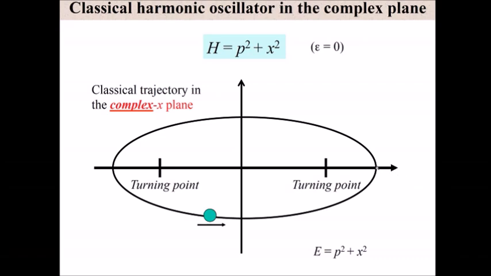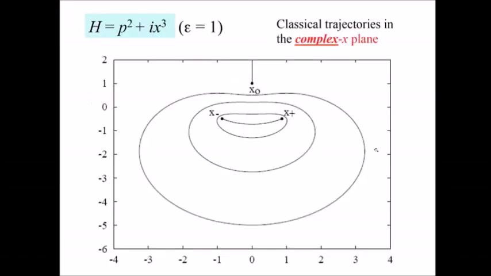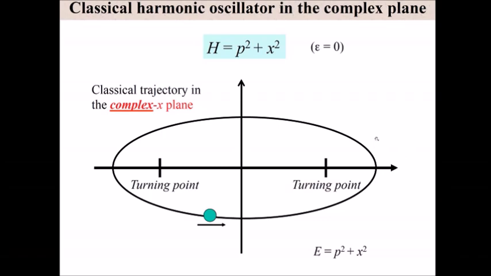If you have a particle in the classically forbidden region, remember I said this is where p squared is negative. But if p squared is negative, it says that p is pure imaginary. So the velocity of the particle is actually in the imaginary direction. So if you want to study the harmonic oscillator in the complex plane, the particle is allowed to be in the classically forbidden region, but it is going in the imaginary direction.